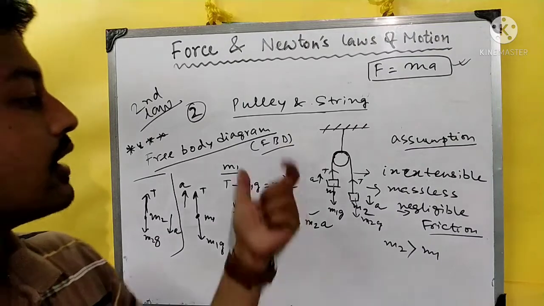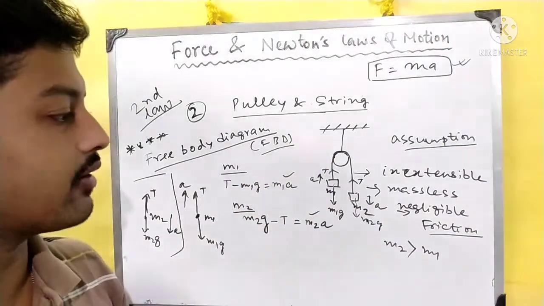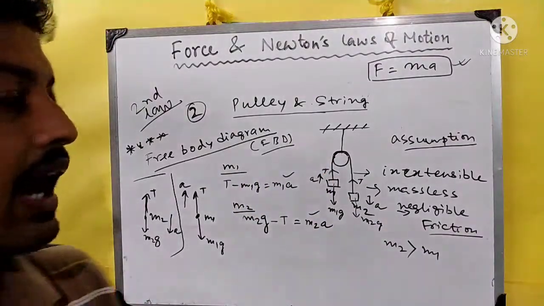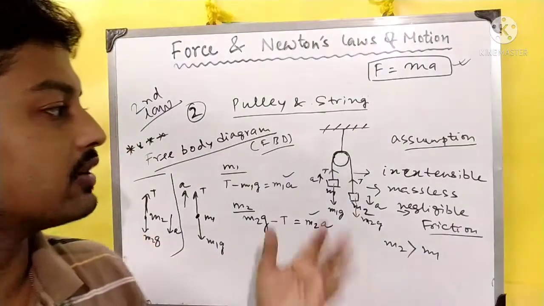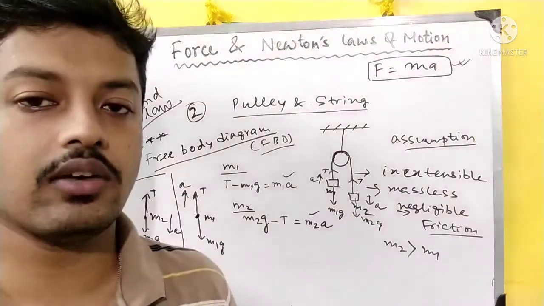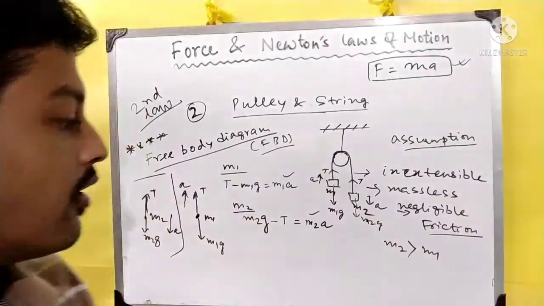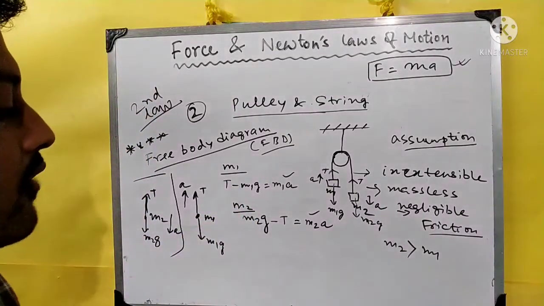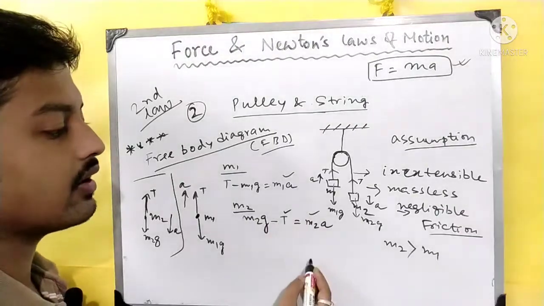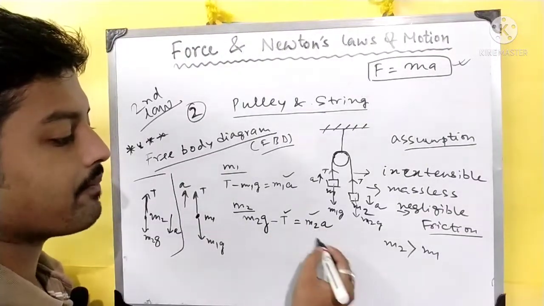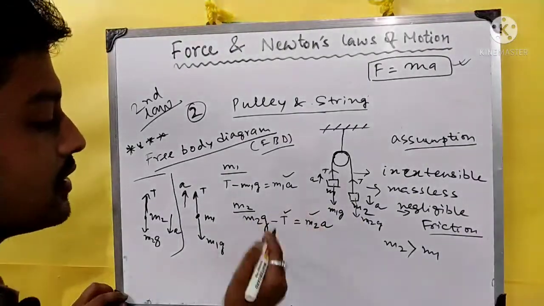These two are now the expressions for this pulley system. You will have to solve many more pulley questions like this. I have made a video on this pulley system, you can check it out. There is a detailed discussion of the pulley and string system in that video. From these two expressions, you can find the value of tension and the acceleration. What will be the acceleration of these two masses?